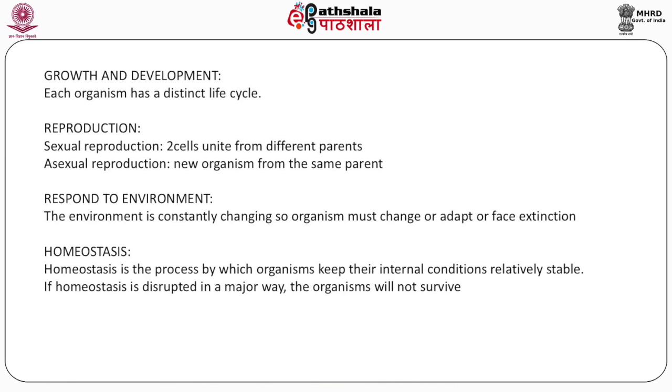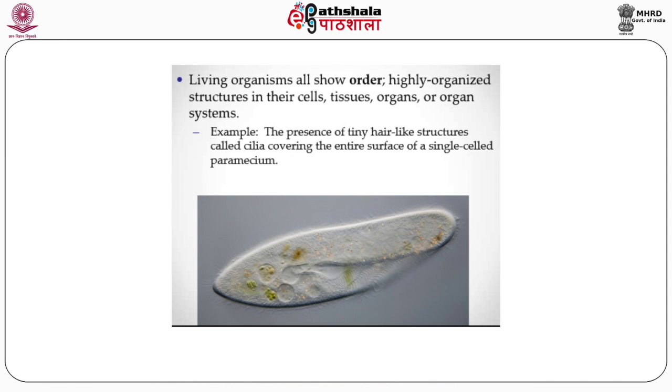The environment is constantly changing, so organisms must change or adapt or they will face extinction. So how can they maintain a balance in the changing environment? By maintaining homeostasis. Homeostasis is the process by which organisms keep their internal conditions relatively stable. If homeostasis is disrupted in a major way, the organisms will not survive or they will succumb to dreadful disease.